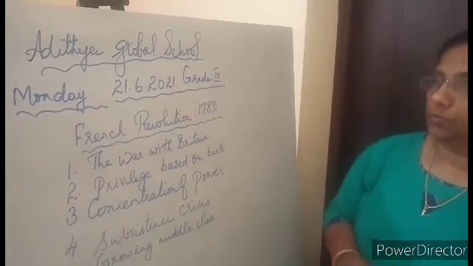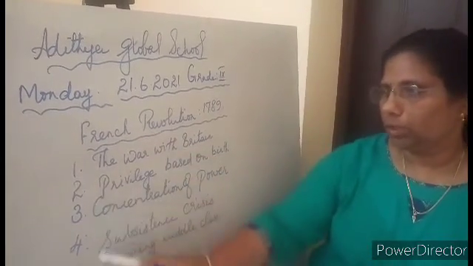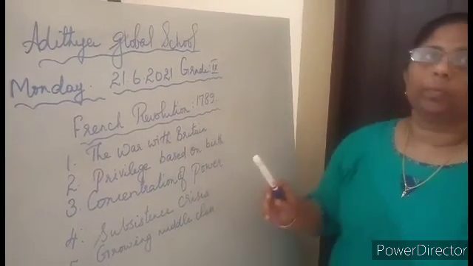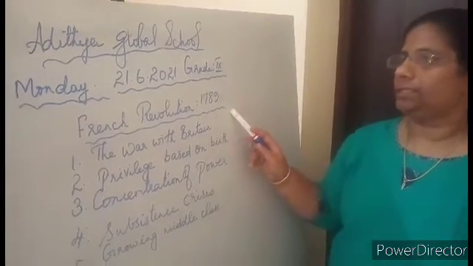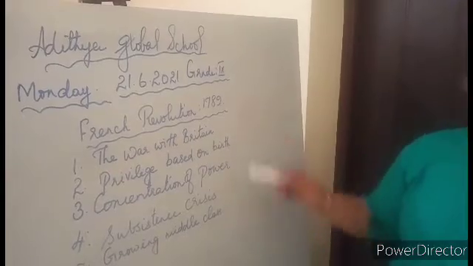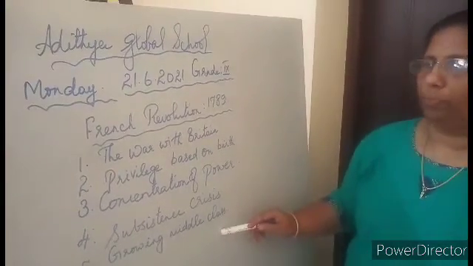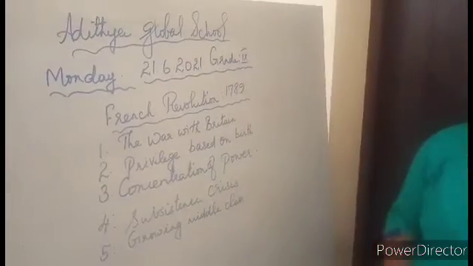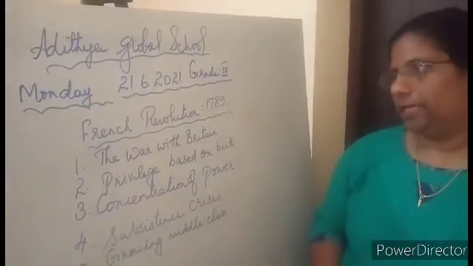In the morning class we discussed the causes which led to the outbreak of the French Revolution that took place in the year 1789. Okay, we can move to the topic. There are 5 causes that led to the revolt. So first, each one we can discuss.